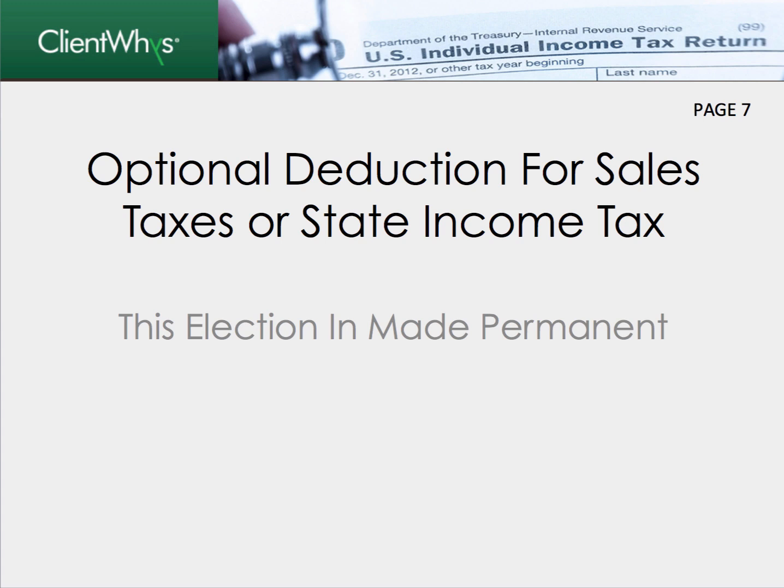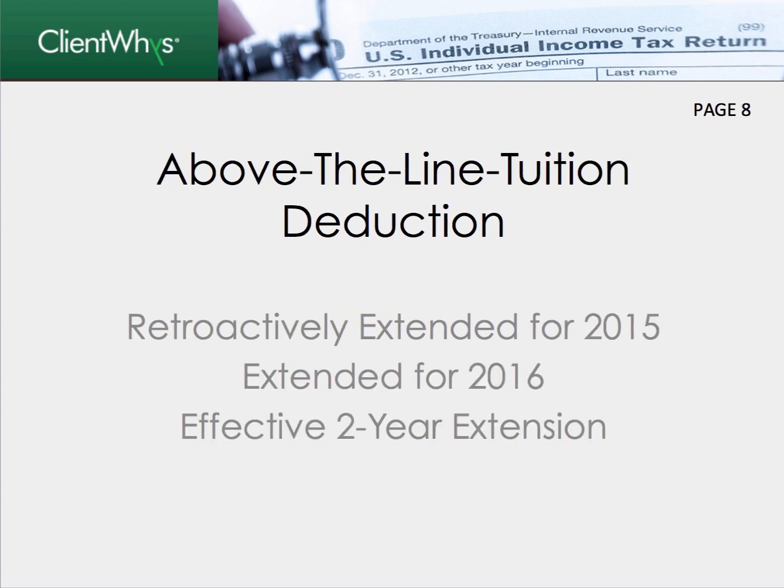All right, let's take a look at the next one, which is the above the line tuition deduction. They made that retroactively extended, so it's good for 2015 and extended for 2016. So it's effectively just a 2-year extension. Again, this has limited benefit because you do have the American Opportunity Tax Credit, which provides a credit.